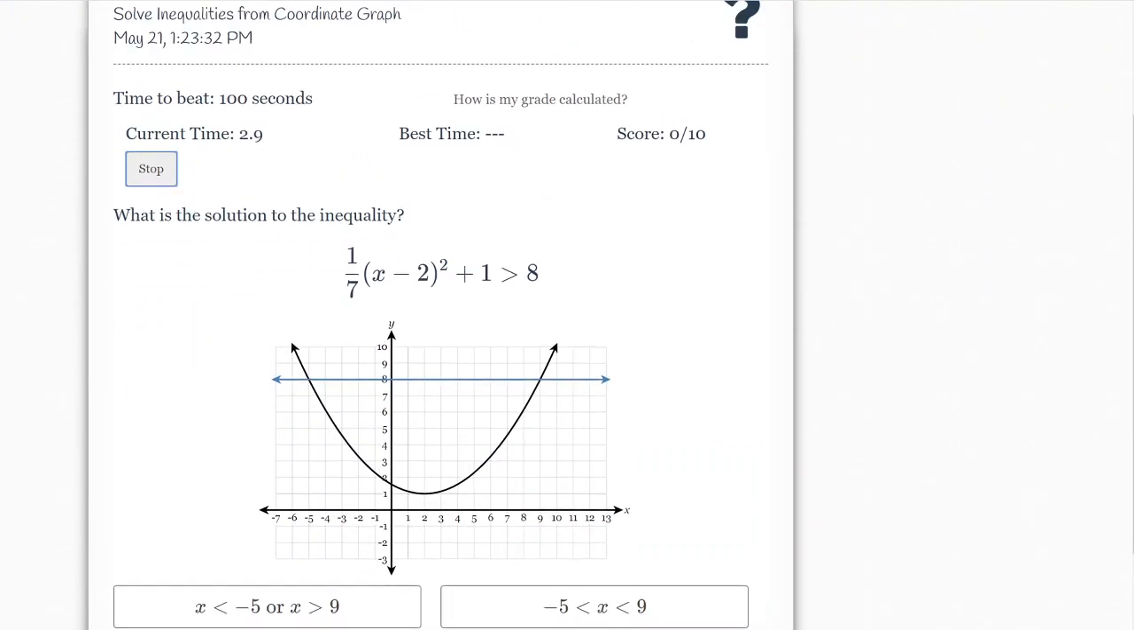First of all, the way this works, your time counts up here, and your score is based on the fastest 10 you get correct in a row without making a mistake, because as soon as you make a mistake, it makes you start over.